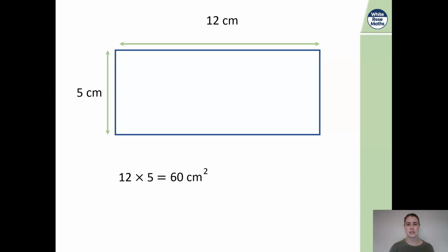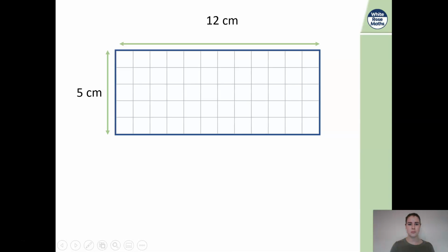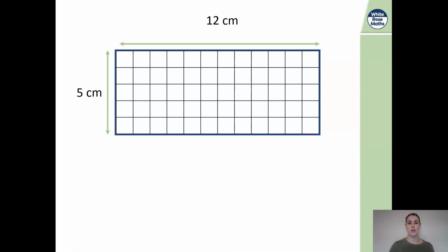Now I've written 60 centimetres squared, and you might be thinking, well, why has Miss Humphrey done that? Well, we know when we're looking at area, we are looking at area in terms of centimetres squared. So rather than it just being 60 centimetres, because it's the area within this shape, we must include our centimetres squared. So let's consider it using the squares to help us. If we were to add the squares into there, we can see that we've got 5 lots of 12 squares, or 12 lots of 5 squares.